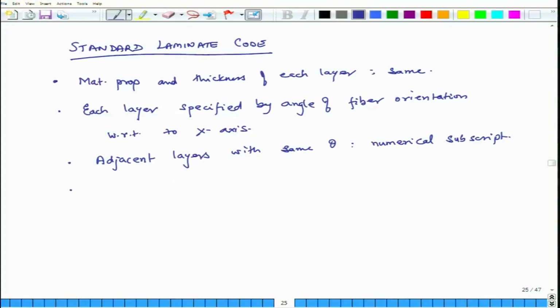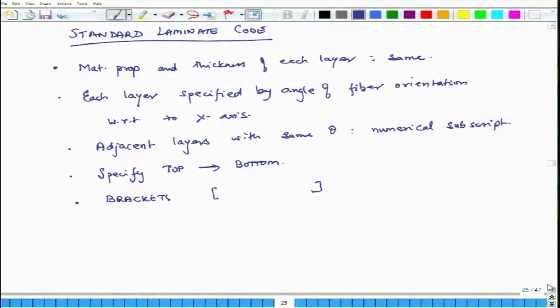Another convention is we always specify from top to bottom, and we start the lamination sequence with a bracket and end with a bracket. So, this is the start and this is the end of the lamination sequence. We will do some examples which will make things clearer.